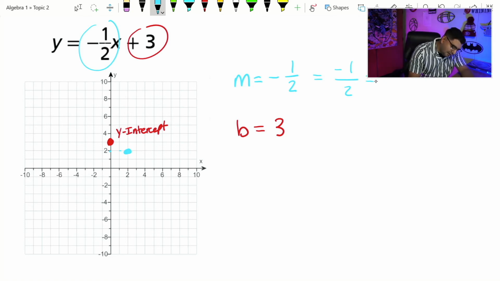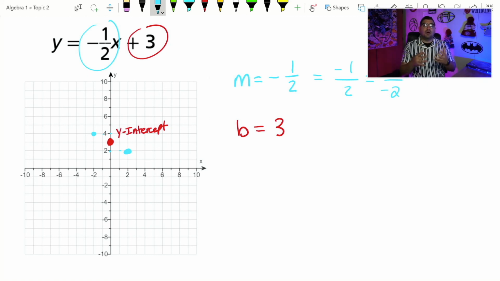Now, if you chose to give the negative value to the bottom, that would also work. But in this case, if I'm reading this, I would go up 1 because now the 1 is positive. And I would go to the left 2 because now the 2 is negative. 1, 2. You can see that they're all still lined up. Regardless of which point I chose or which direction I went, I would still get the same exact line.